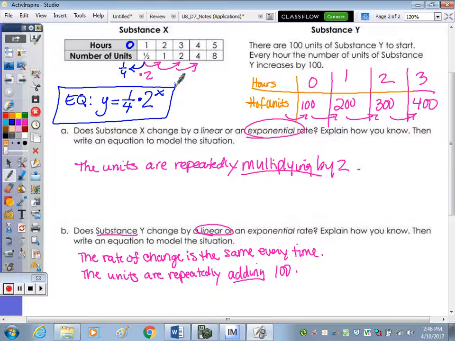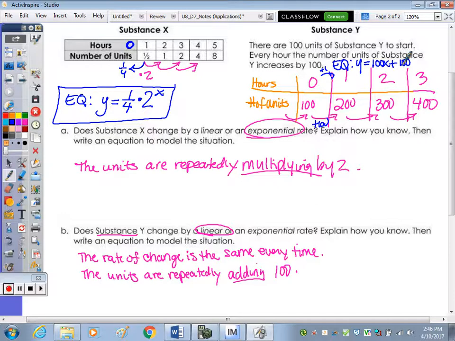How about the linear? What's our slope? What do you see going on with the y values? The y values go up by 100 as x is increased by 1. So 100 over 1 for slope. It's going to be y equals 100x plus, yeah, 100. Good.